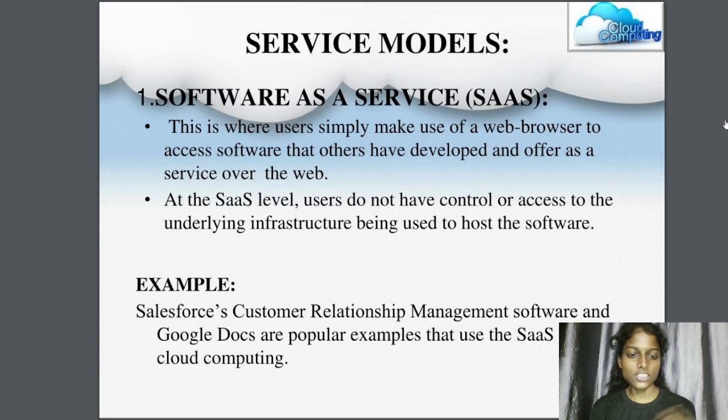So software as a service. This is the first type of service model. This is where users simply make use of a web browser to access software that others have developed and offer as a service over the web. Users do not have control or access to the underlying infrastructure being used to host the software. For example, Salesforce's customer relationship management software and Google Docs. These are popular examples.